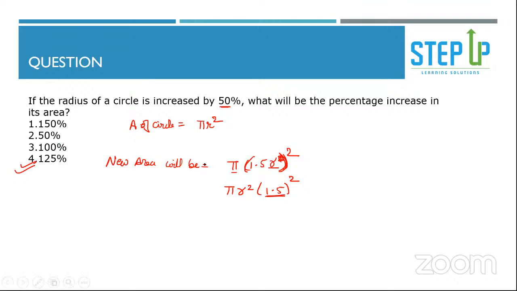I'll make your life simpler actually. Let's take r is equal to 10 earlier. So new radius will be 15, because it is increased by 50%. So earlier area will be 100 pi, and new area will be 15 square, that is 225 pi. Yes, so answer is 125. 100 became 225, it means 125 extra with respect to 100, into 100. Your answer is 125.